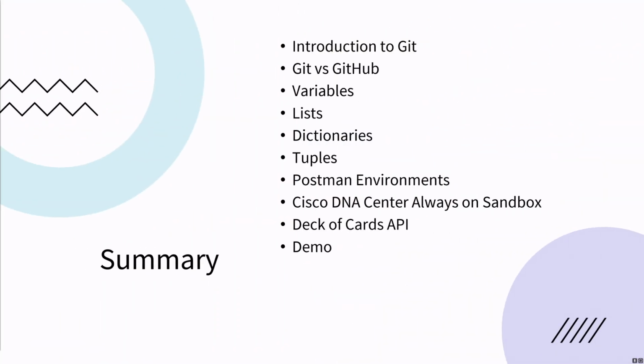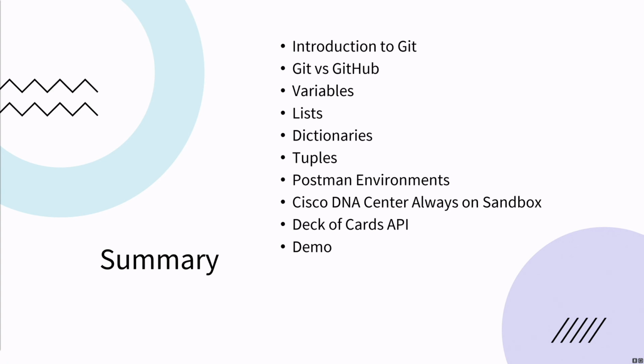So in summary, we've looked at an introduction to Git. We've gone over the differences between Git and GitHub. We've covered variables and scripting, and it's very important that you understand some of these core theories before moving on. So practice, practice, practice is the key. We've gone over lists, dictionaries, and tuples in Python and how they can be used and their differences. We've looked at Postman environments and how we can use those environments to store our variables.